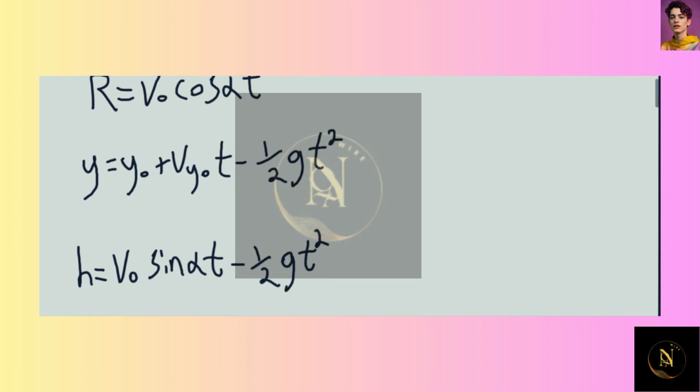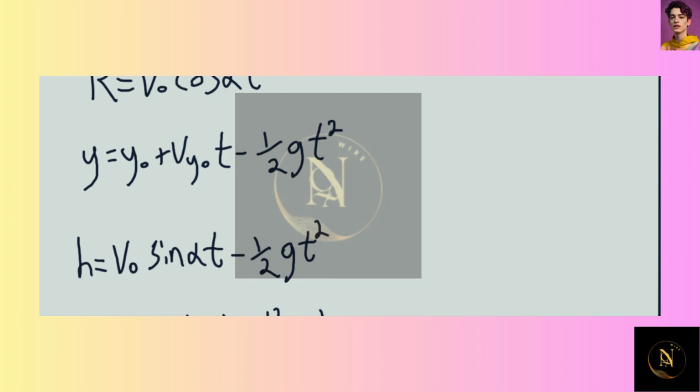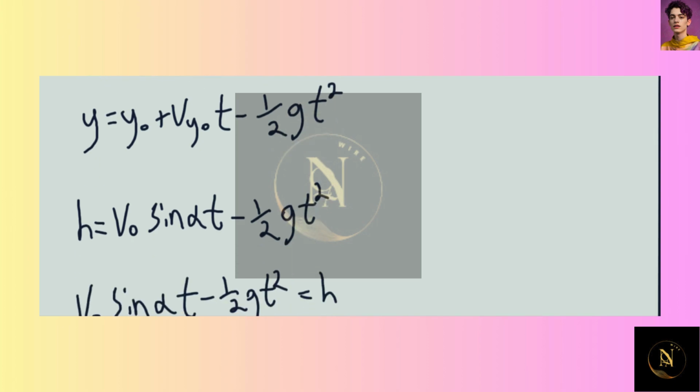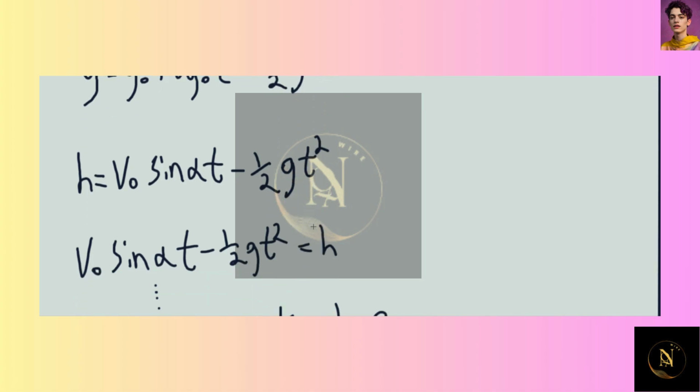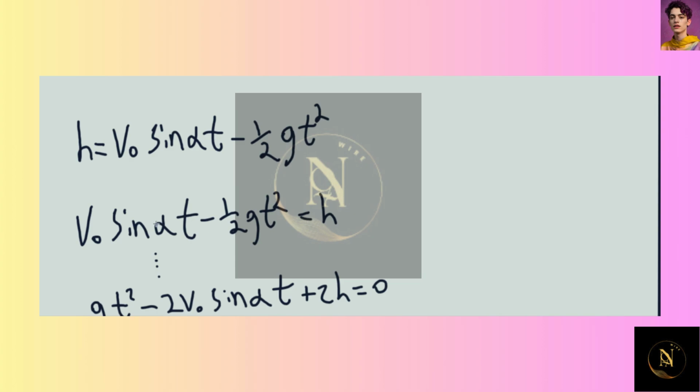So then we substitute in 0 for y naught, v naught sine of alpha for v sub y naught, and h for y, and we end up with h is equal to v naught times sine of alpha t minus 1/2 times g times t squared. Here v naught is the initial velocity at an angle of alpha. So we get v naught sine of alpha t minus 1/2 times gt squared is equal to h.